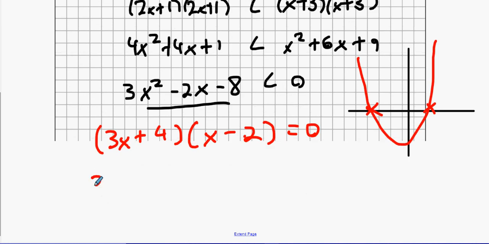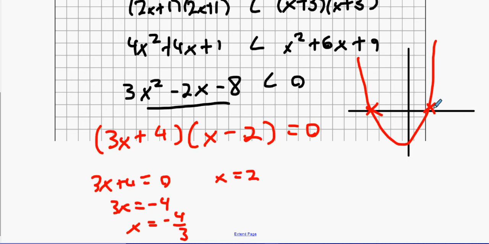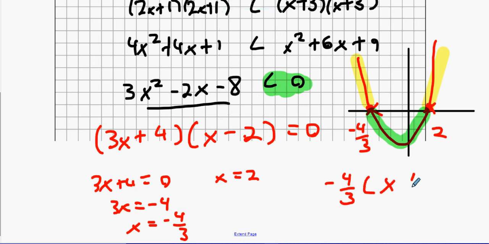We're going to get 3x plus 4 equals 0, 3x equals minus 4, x equals minus 4 over 3, and then x equals 2. So here's my 2 points. That'll be 2, and this can be minus 4 over 3. And we want it to be less than 0, so we want it to be below the x-axis, not above the x-axis. So we want the green region. And the green region is any x values in between minus 4 over 3 and 2. So that's minus 4 over 3 less than x less than 2. Right, that's worth 10 marks.